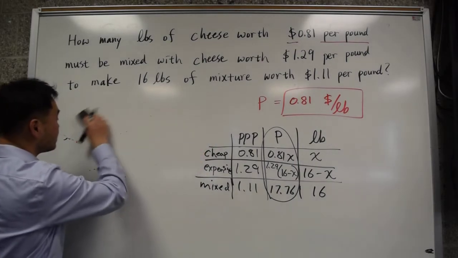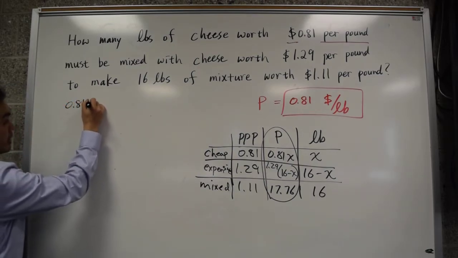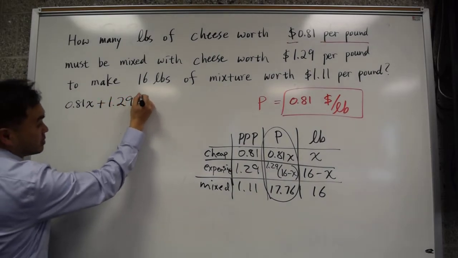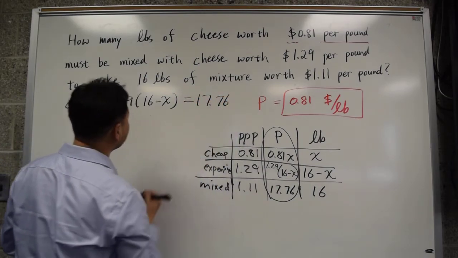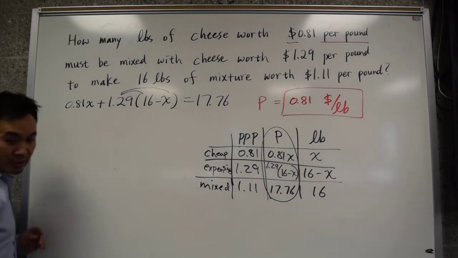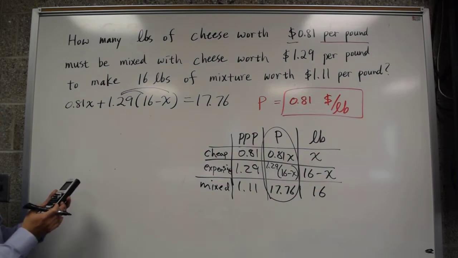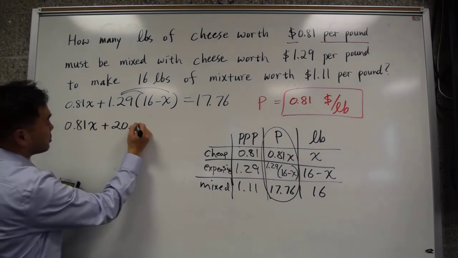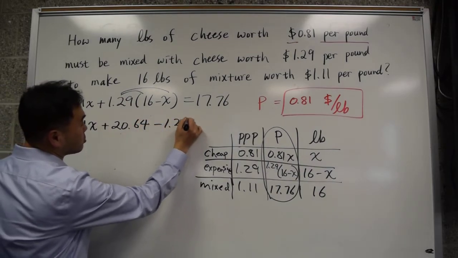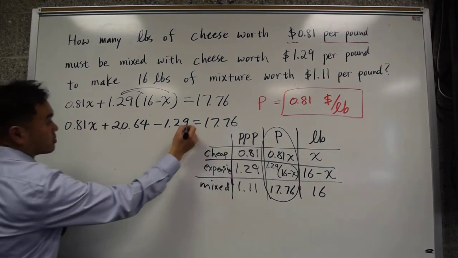All right. So let's finish this question by writing that equation. I'm saying 0.81x plus 1.29 times 16 minus x should equal 17.76. We multiply this by expanding. I need my calculator. 1.29 times 16 is 20.64. So 20.64 minus 1.29x equals 17.76, and then 0.81x is the x term.